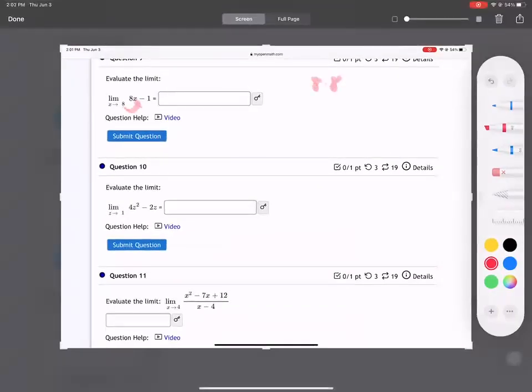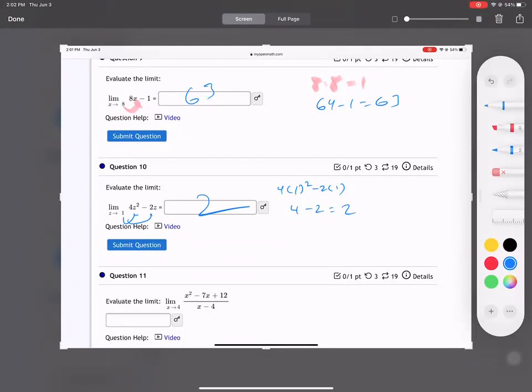8 times 8 minus 1. 8 times 8 is 64, minus 1 is 63. No doubt about that. Plug in 1: 4 times 1 squared minus 2 times 1. That's 4 minus 2, which is 2. No doubt, this is 2. The first graph was a simple line. There are no weird things that are going to happen with a line. The second graph is x squared. That's a parabola. Nothing weird happens in a parabola.